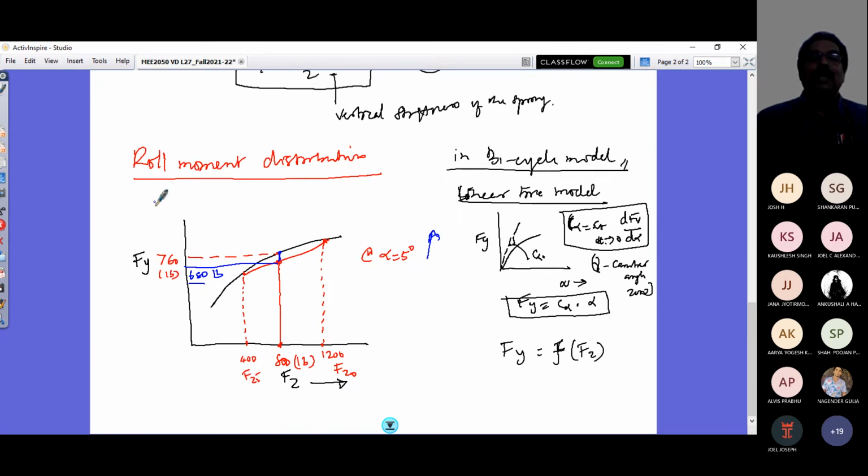So in such cases, this is not sufficient to say what my roll moment distribution would be. This is for one axle. Similarly, what is it for the rear axle? So what is the roll moment distribution in the front axle and in the rear axle? If I know that, then I would be able to talk about my vehicle tendency, right?